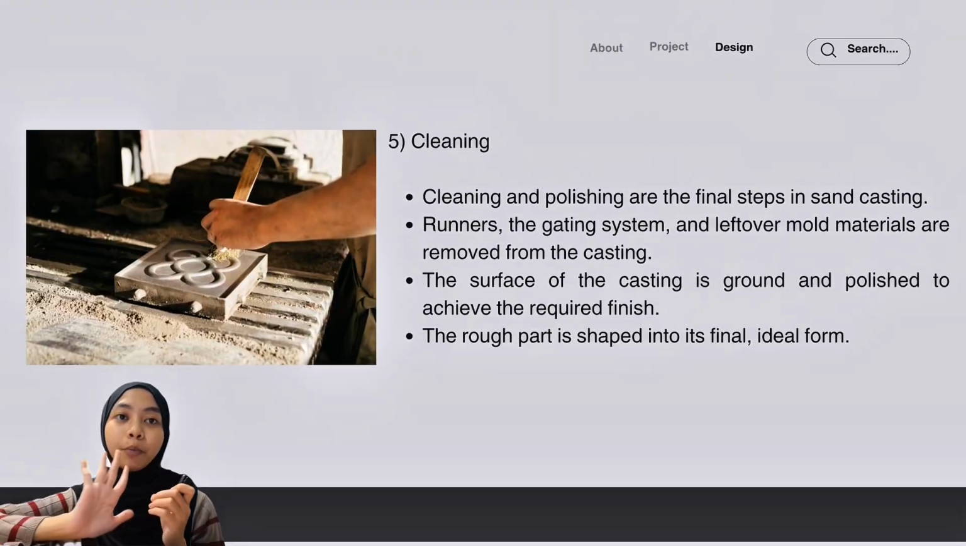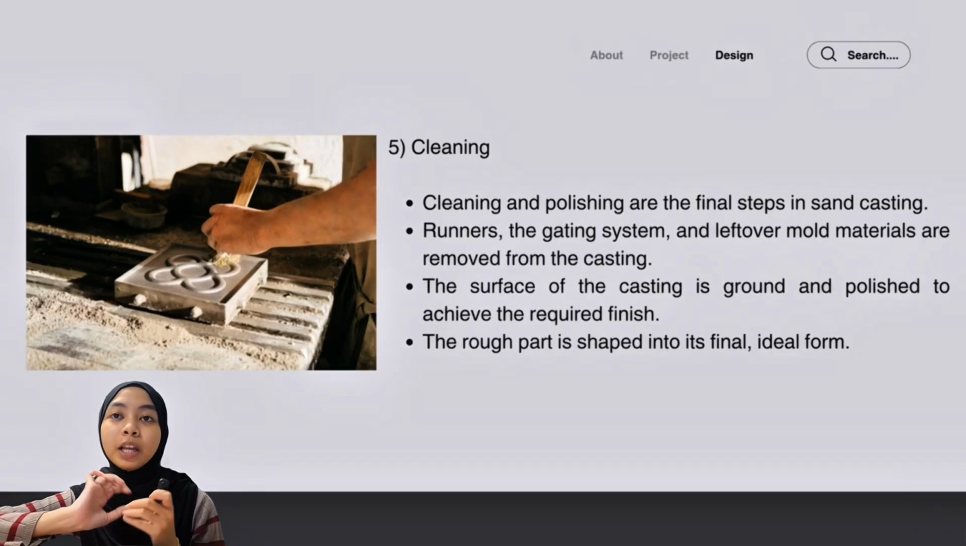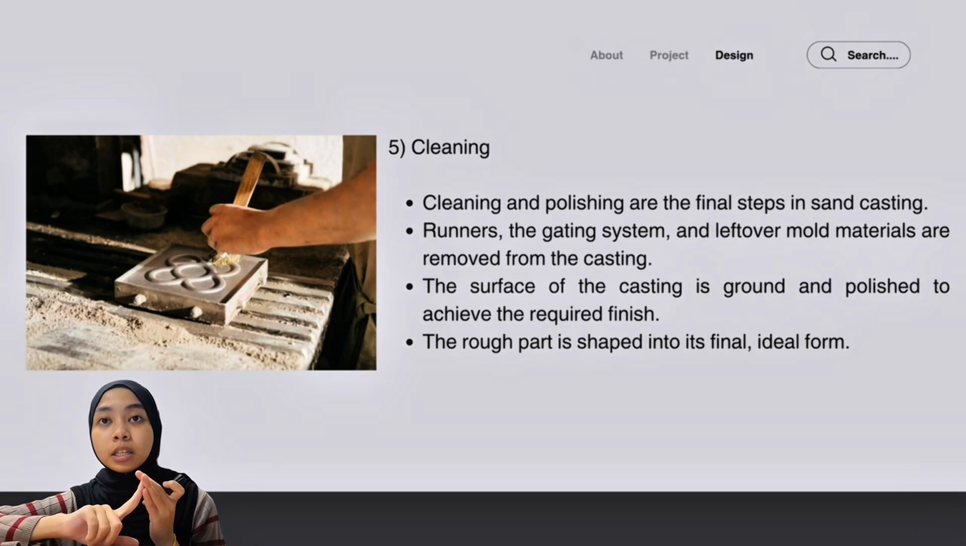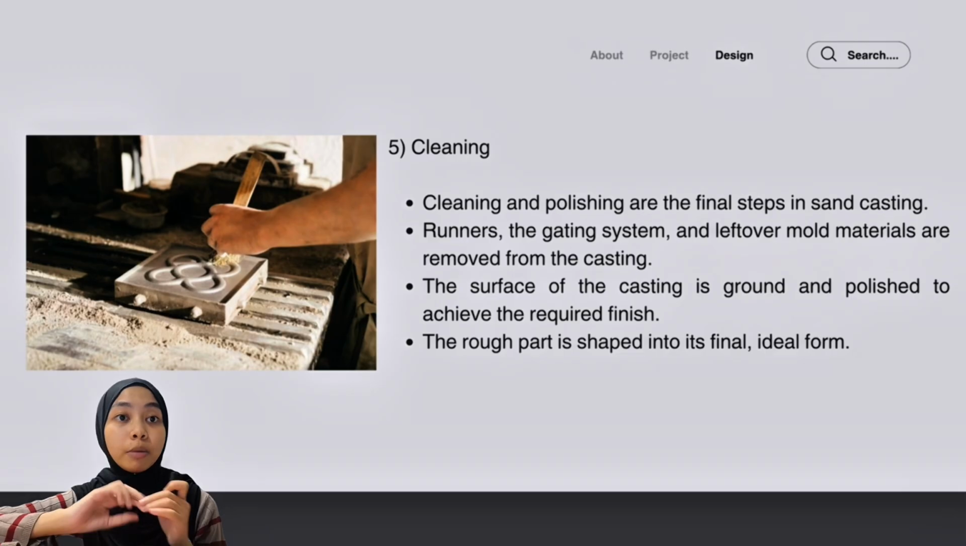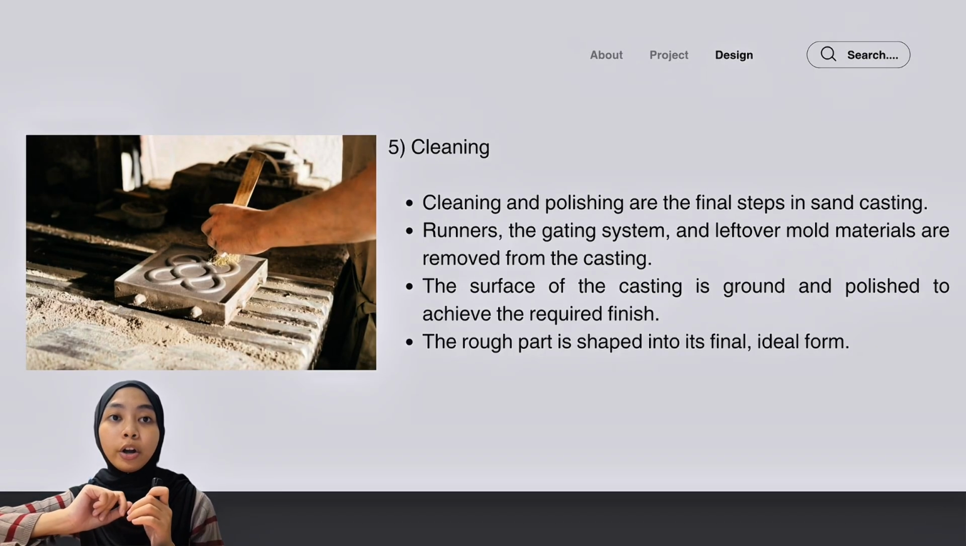And then the fifth process, which is cleaning. Cleaning and polishing are the final step in sand casting, in which the runners, the gating system, and leftover mold materials are removed from the casting. The surface of the casting is ground and polished to achieve the required finish, and the rough part is shaped into its final or ideal form.